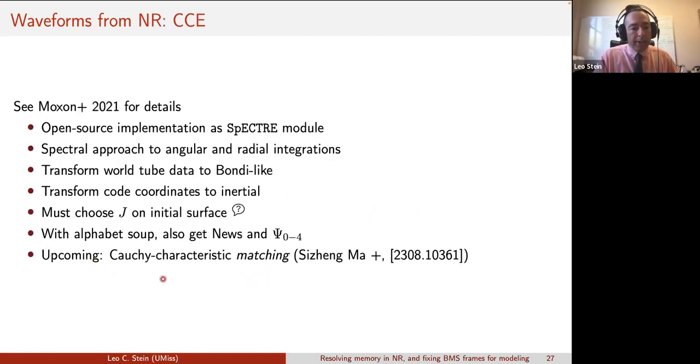So the next step in this is called Cauchy-characteristic matching. You can look at this paper led by Xizhang Ma, who was a grad student at Caltech, now postdoc at the Perimeter Institute. This actually couples the two evolution systems together. So you get information flowing back from the null foliation exterior domain back into the Cauchy system.